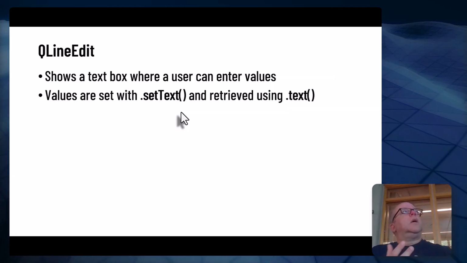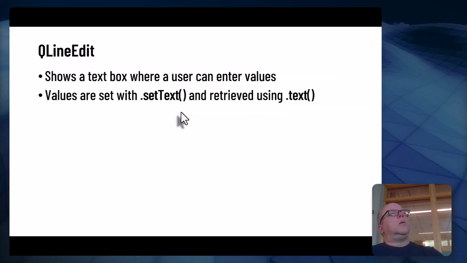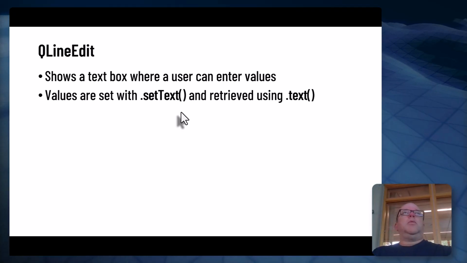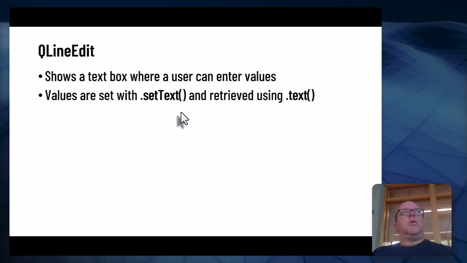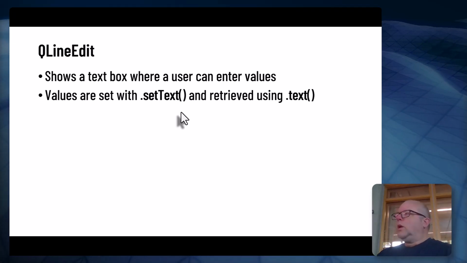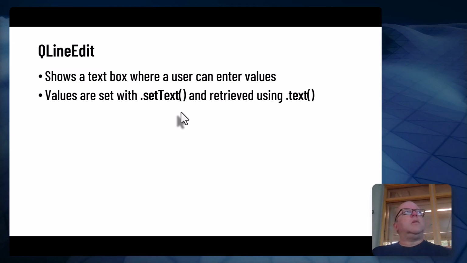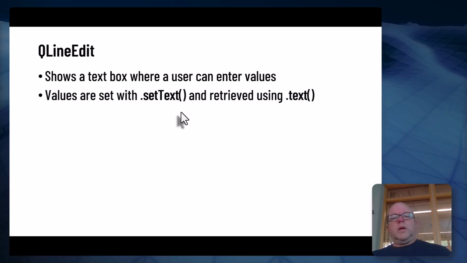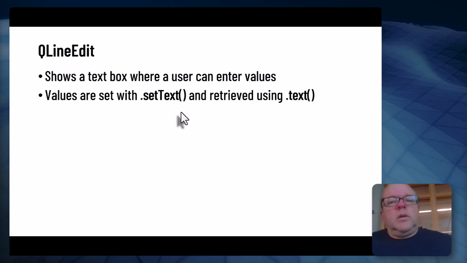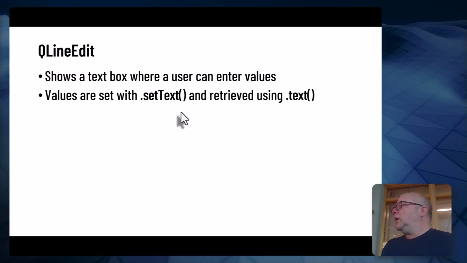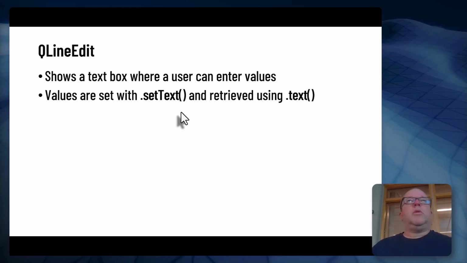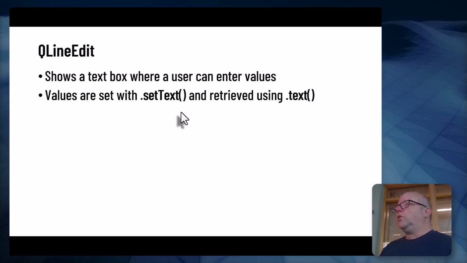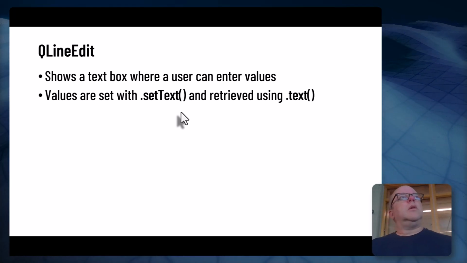Line edit, we have already kind of covered that. If you have a simulation program or you need to ask the user for values or text or something like that, line edit is the go-to control for that. However, it can only handle text, so you can only set text or get text from it. If you have floating point values, you need to do a conversion, which I will also show later in this lecture.